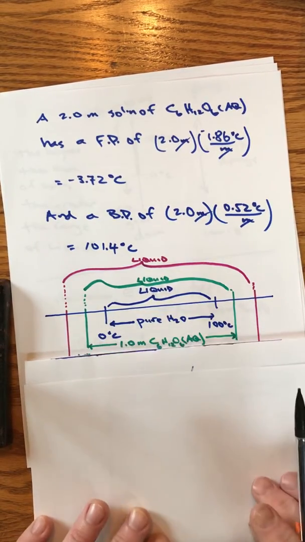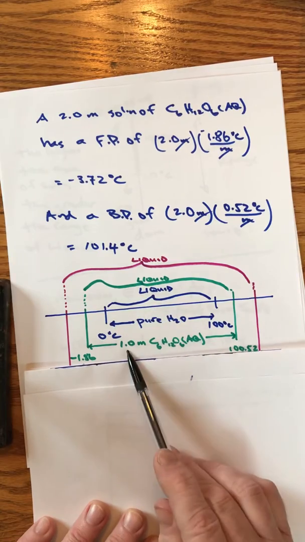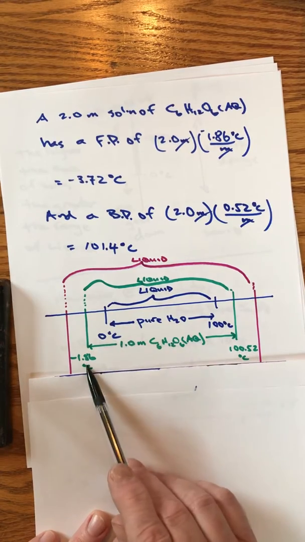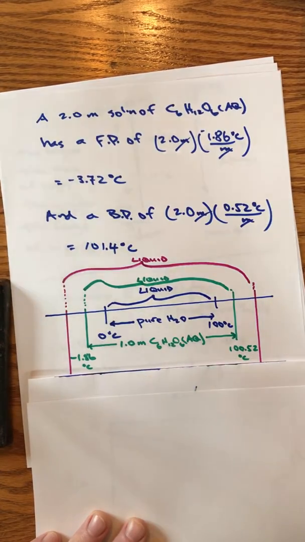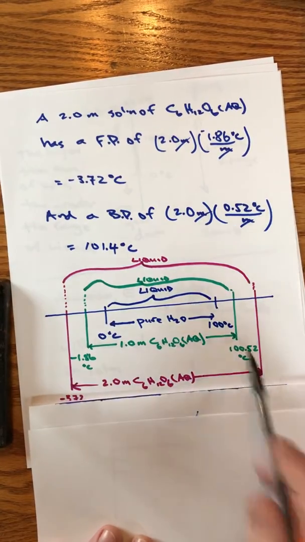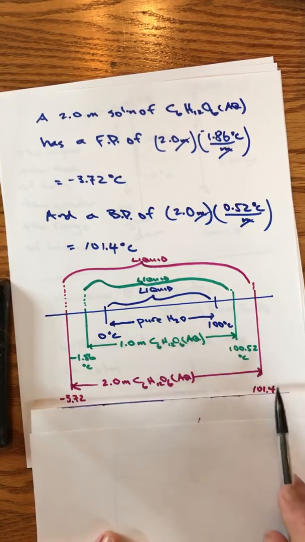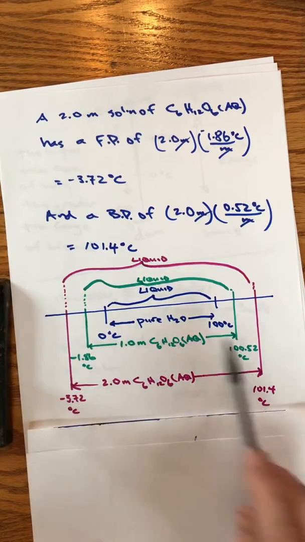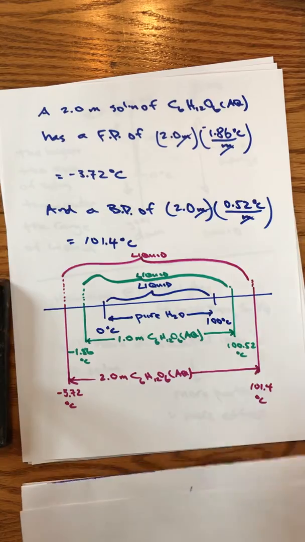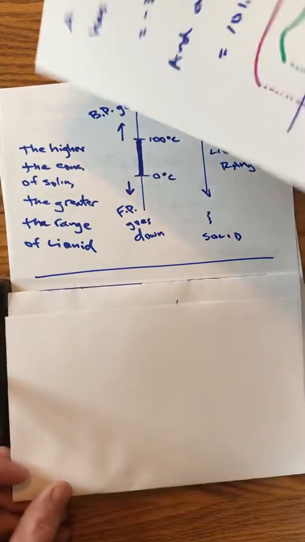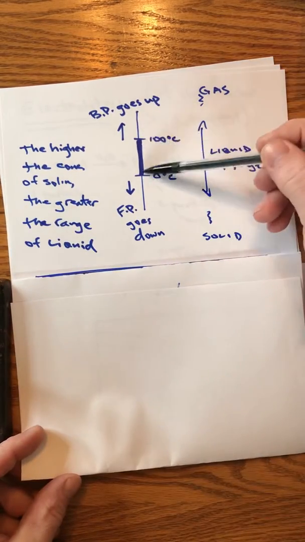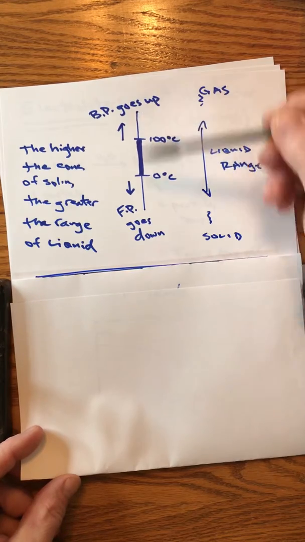Well, if I dissolve sugar into that water, if I make a concentration at 1 molal, the boiling point goes up to 100.52, the freezing point goes down to negative 1.86. If I make it twice as concentrated, take it up to 2 molal, I'll go up twice as high, 2 times 0.52, all the way up to 101.04, and twice as low, 2 times 1.86, negative 3.72. I'm extending the liquid range. So the higher the concentration of solution, the greater the range of the liquid. Here it is liquid water, but if I have solution, the boiling point goes up, the freezing point goes down.